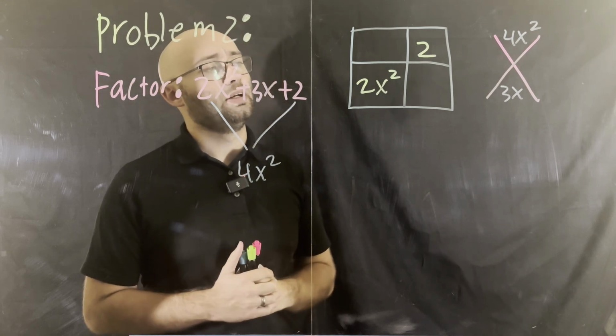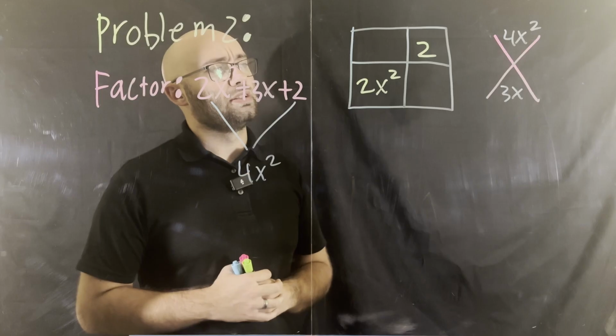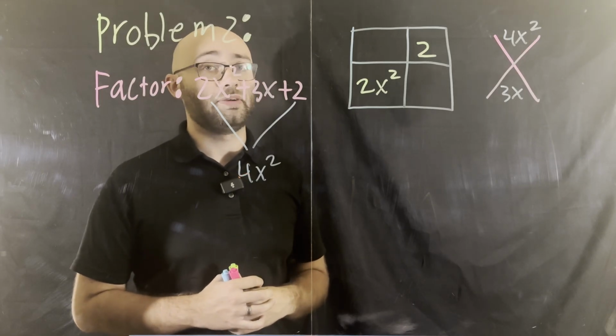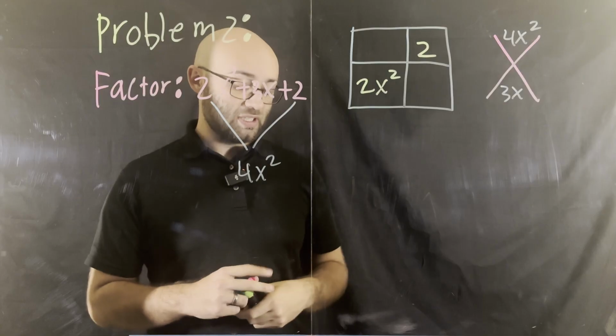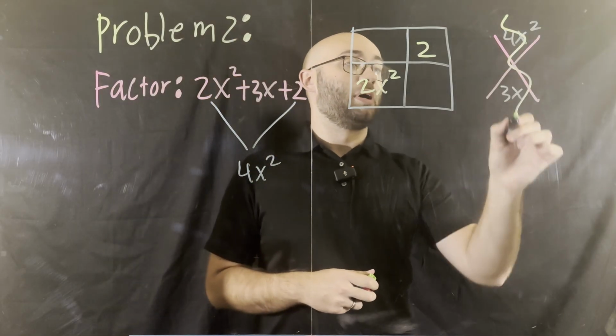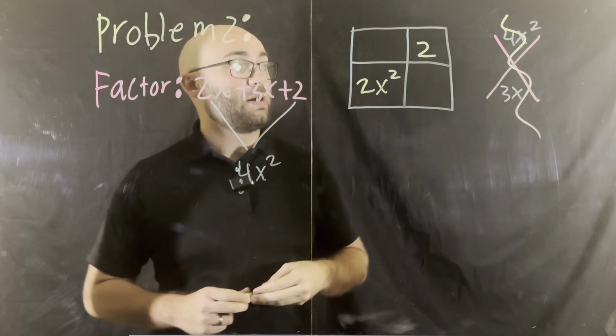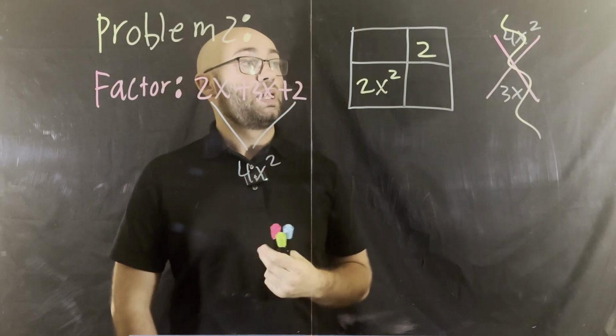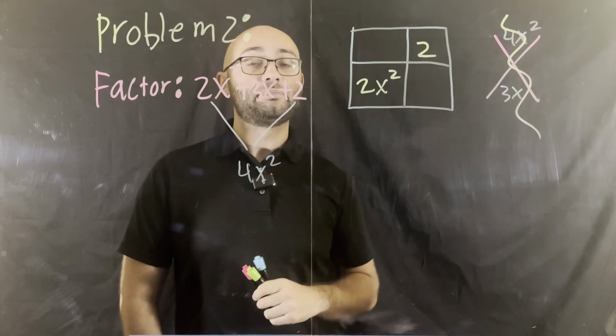Let's see here, positive 4 and positive 1. Once again, that multiplies to 4 but does not add to 3. So we can keep doing this, but long story short, guess what? It's not possible. It is not possible to find two whole numbers that multiply to 4 but add to 3.